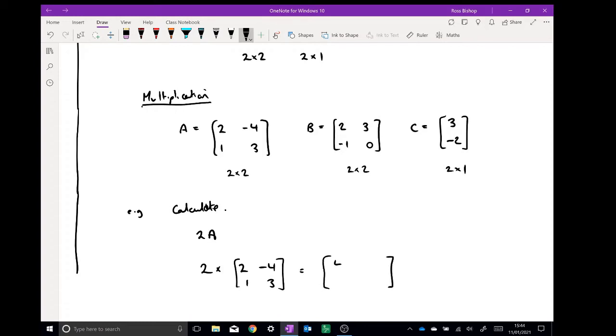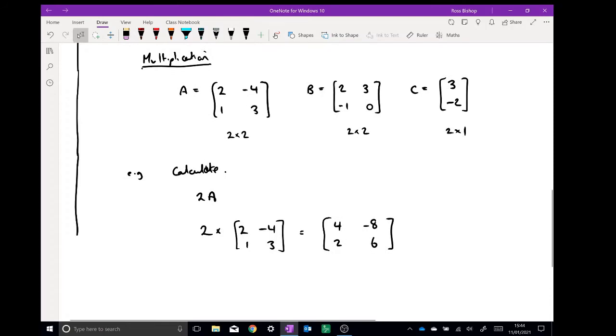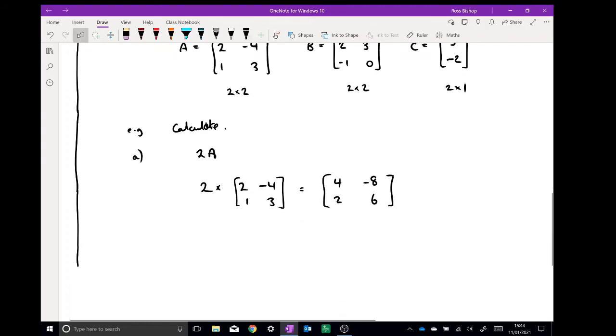So it's going to be 2 times 2 in the top left, 4, 2 times minus 4, minus 8, 2 times 1, which is 2, and 2 times 3, which is 6. So just multiplying a matrix by an integer there is not too bad, okay? It's when we have to multiply them together.